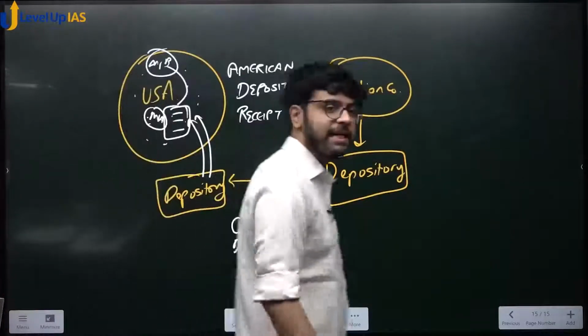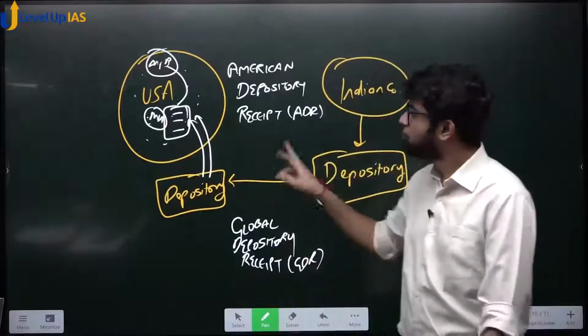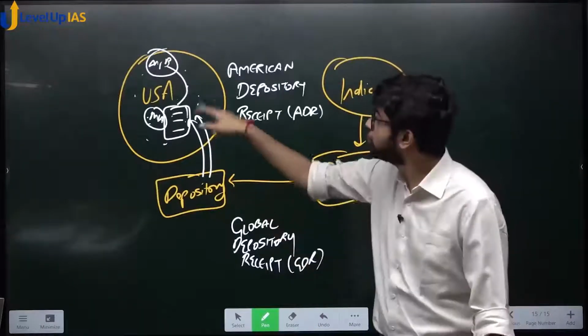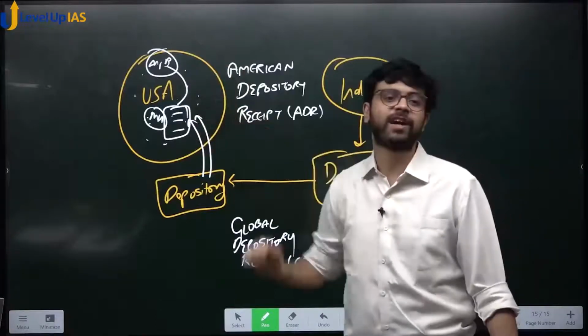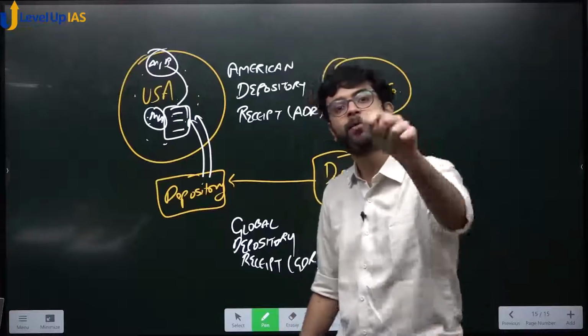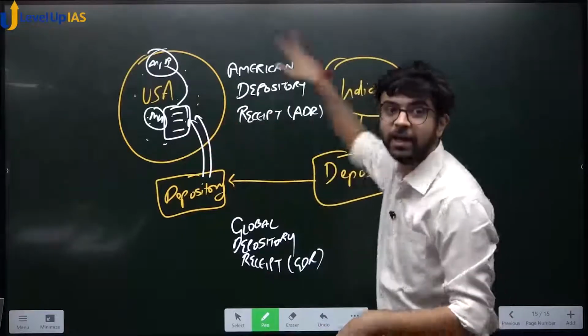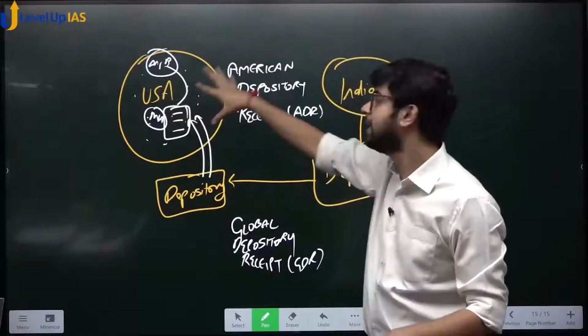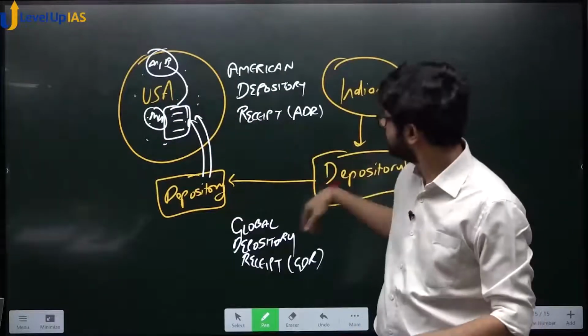Okay? Understood? What is ADR? What is GDR? In USA there is a stock exchange. So this ADR will trade on the USA stock exchange. So your brother who is in USA will be able to buy depository receipts of Tata issued by a depository of USA, which represents the underlying share of Tata. Yes or no? Understood this?